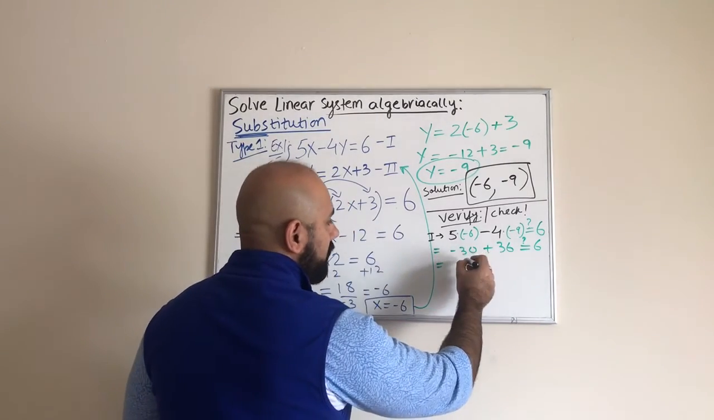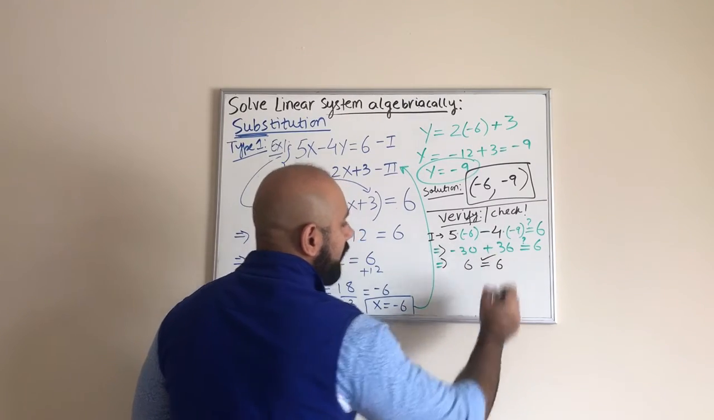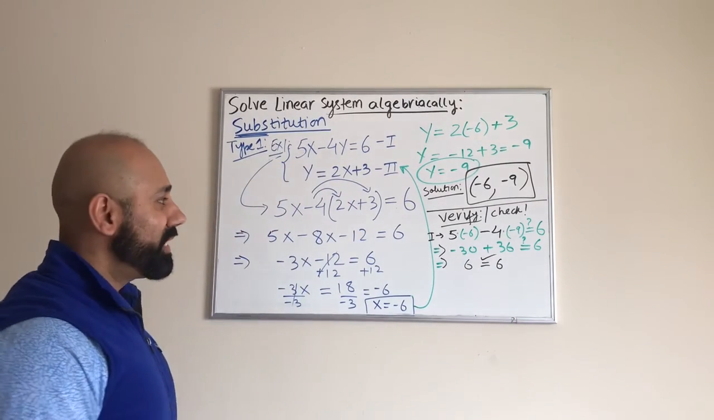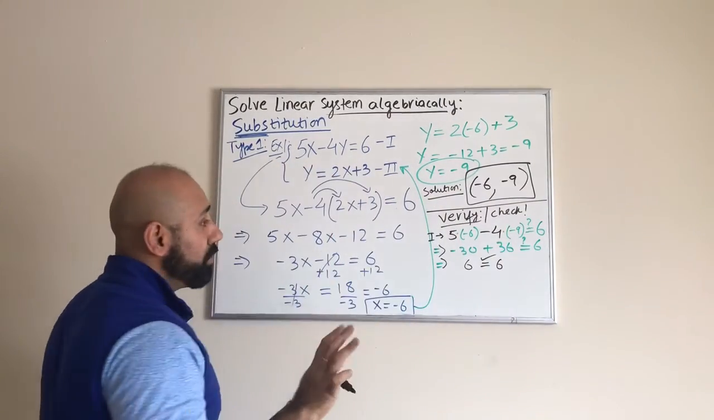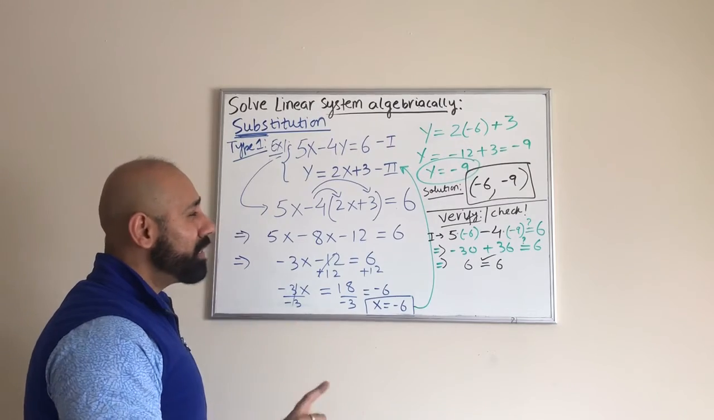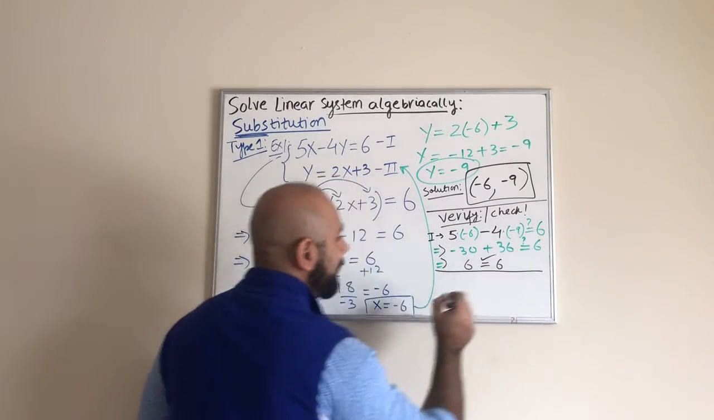Well, negative 30 plus 36 is 6, and 6 equals 6. Here I can put a check mark because we know that 6 equals 6, so this x and y value satisfies the first equation, but we are still not done because we have to make sure that it also satisfies the second equation as well. So let us also verify that piece as well.